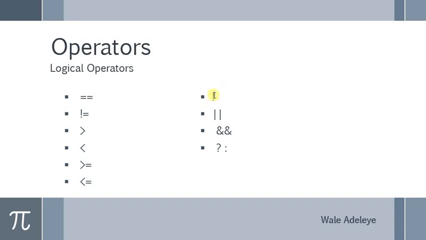And this one is for negation. So when you have true and you put this one in front of it, it flips the value to false. If you have false, it changes the value to true.